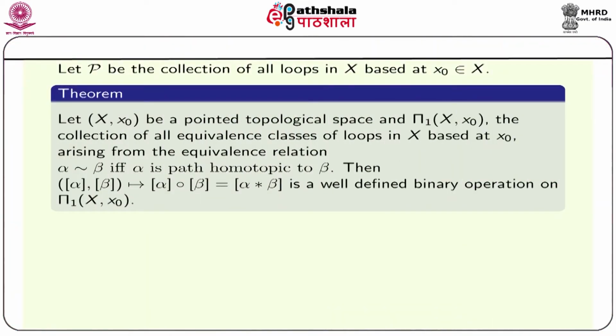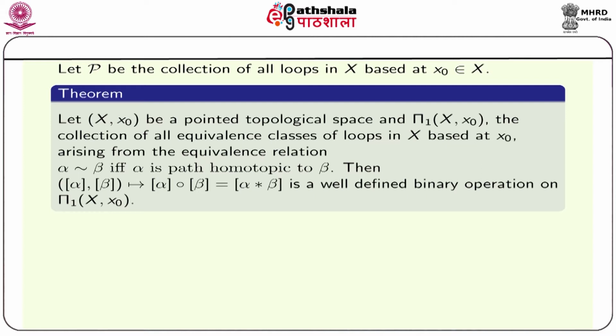Now, in this module we shall first see that we can define a composition on this collection of equivalence classes such that it forms a group. Suppose P is the collection of all loops in X based at some point x0 of the topological space X. Now, if (X, x0) is a pointed topological space and π1(X, x0) stands for the collection of all equivalence classes of loops based at x0 arising from the equivalence relation that α is related to β if and only if α is path homotopic to β, then the pair (class α, class β) goes to class of α composed β, that is, class of α star β is a well defined binary operation on π1(X, x0).